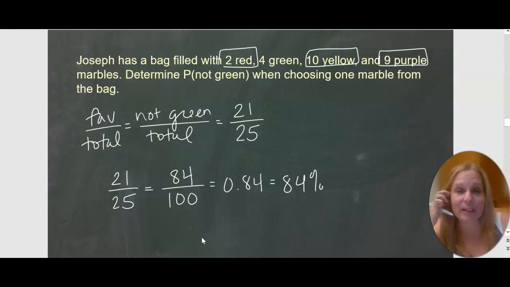Now, if the probability that it's not green is 84%, think about this, you guys. What would be the probability that it is green? I know it didn't ask you that. I just want you to think about it. If the probability that it's not green is 84, how could you find the probability that it is green using that 84%?